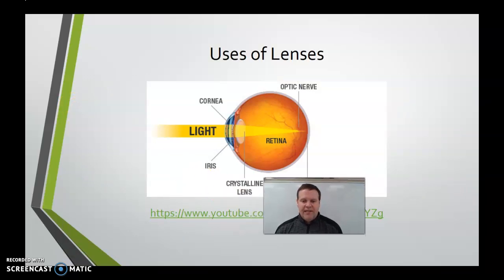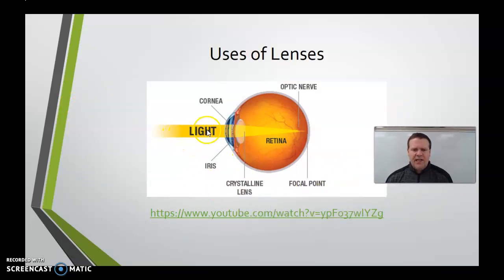Your eye is a lens. So it brings light in. Obviously, you can see that you've got a lens right here that's going to be curved. So as the light comes in, it moves to the back, focuses that light to the optic nerve, and that's one of the things that makes our eye a pretty darn good lens too.